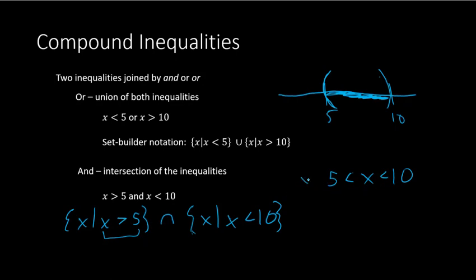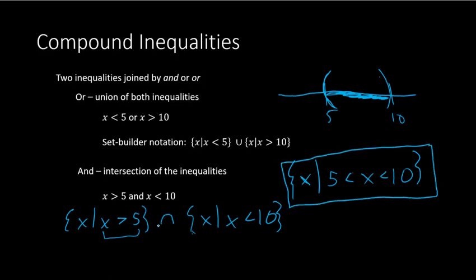And for set builder notation, we need to write x such that, and then 5 is less than x is less than 10. And then you put braces around it as well. So this would be the simplified answer to what we had down here.